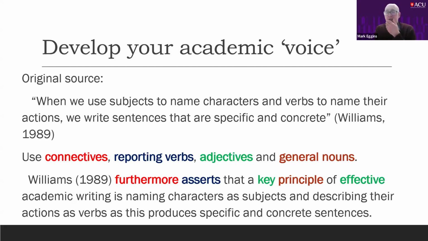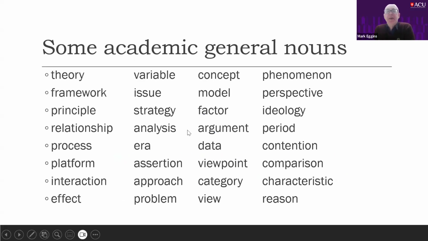Now, I'm going to show you a list of general nouns in a moment. They're probably for a little bit more advanced kind of academic writing, but they're very useful as well, particularly for cohesion. So let me show you some more. So here are some academic general nouns. To give you an example, you might say something like, Smith argues that classrooms should be strictly controlled. And then you put a full stop, and then you say, this strict viewpoint, or something like that.